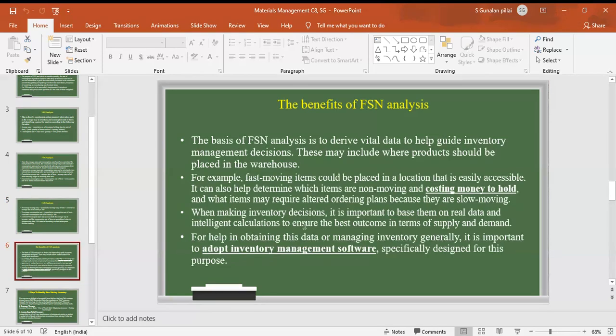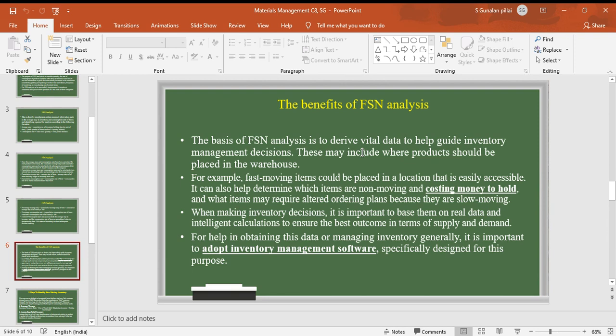Okay. Then the basis of FSN analysis is to derive vital data to help guide inventory management decisions. That is what I have discussed this much of time. These may include where products should be placed in the warehouse. After segregating fast moving, slow moving and non moving, you should keep the product in front, fast moving, like that.